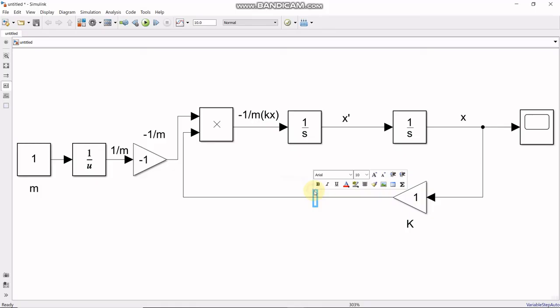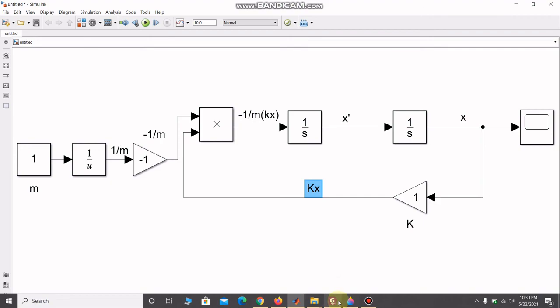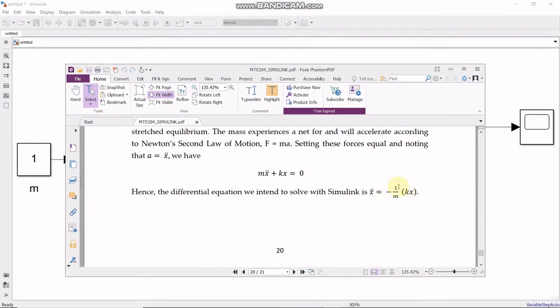I will have kx here on this line, because at this point this is my x coming to this gain block, which is the value of k, so I'll have kx here. So kx will come to this product block on this end. My m will come out into this reciprocal as 1 over m. Then it will gain minus 1 to have minus 1 over m. Then into this product block to have minus 1 over m, multiplying kx into my integral block. So I can have this model.